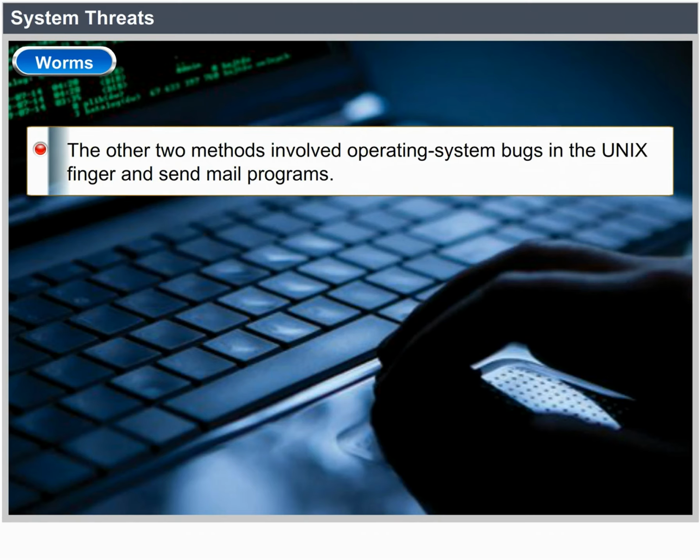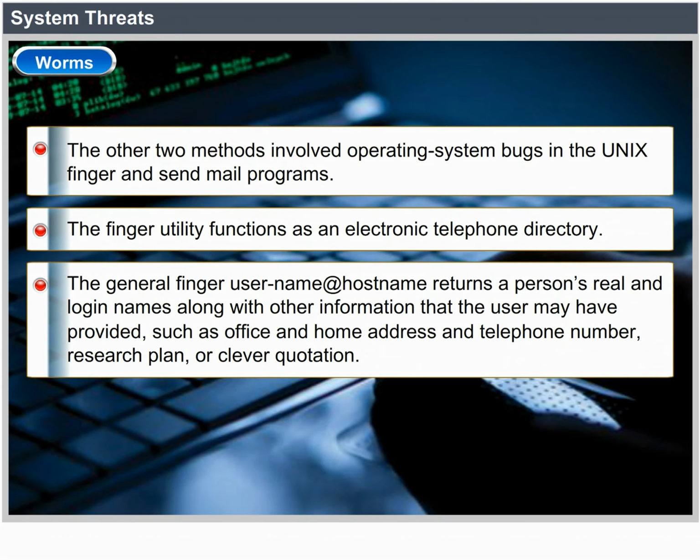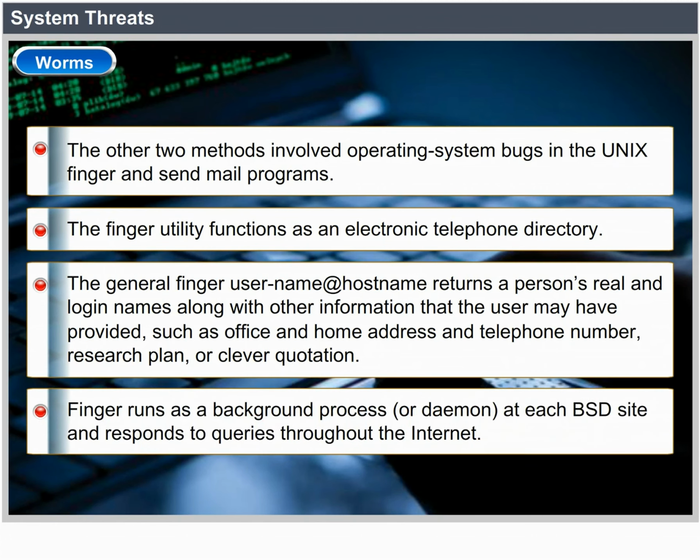The Finger utility functions as an electronic telephone directory. The command Finger username at hostname returns a person's real and login names along with other information that the user may have provided, such as office and home address and telephone numbers, research plan, or clever quotation. Finger runs as a background process or daemon at each BSD site and responds to queries throughout the Internet.